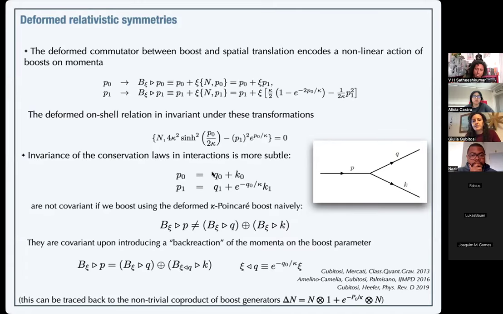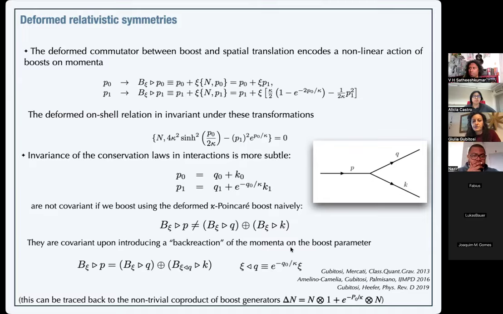Also, you may ask, are these laws of addition of energy and momentum covariant? Again, you want to verify whether there would be a preferred observer for which this is true and others for which it is not, or whether all observers would agree on these rules. Here things are a little bit more subtle. If you do it carefully, and you can easily try this yourself using just what is written in this slide, you will see that the boost parameter receives a back reaction from the momenta. So the boost parameter that you apply to the second particle has an energy-dependent correction. But if you do this, then this is covariant.